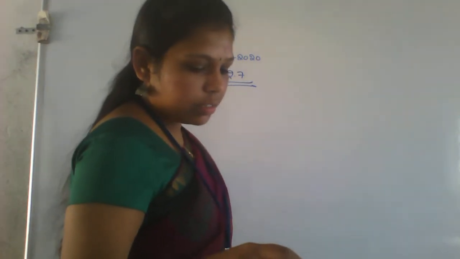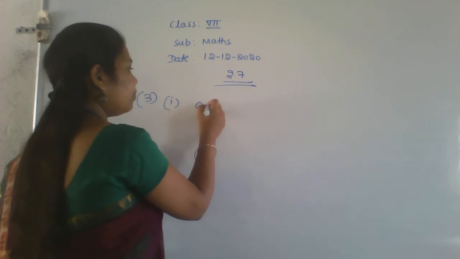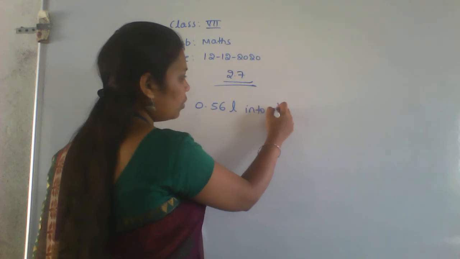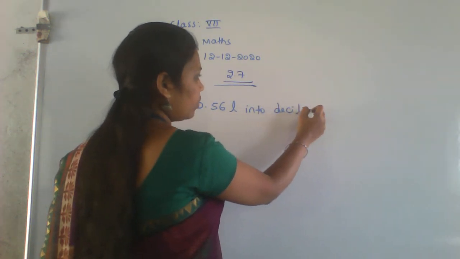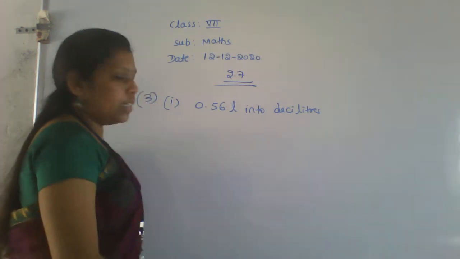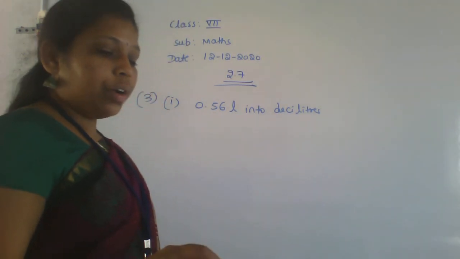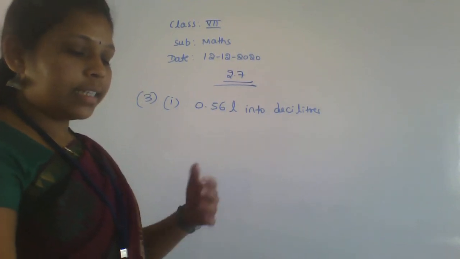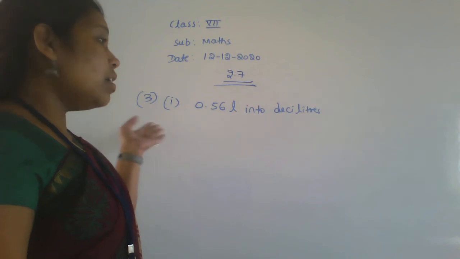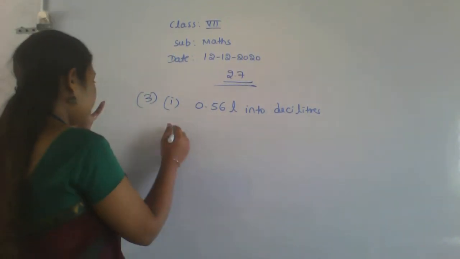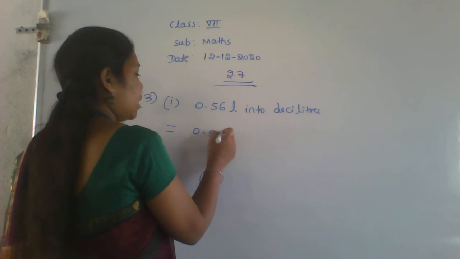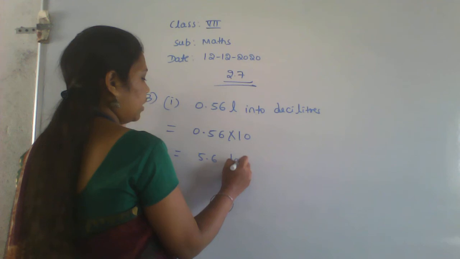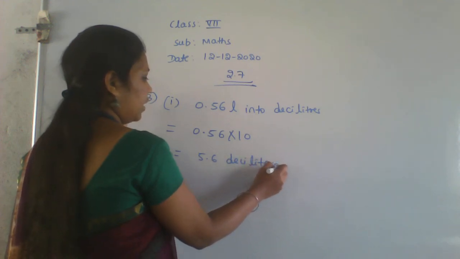Third main, first problem. 0.56 liter into deciliter. Liter is the base unit, deciliter is the next one, which means it is bigger to smaller. Bigger to smaller means we have to do the multiplication. It is by 10 only. So it is 5.6 deciliters.